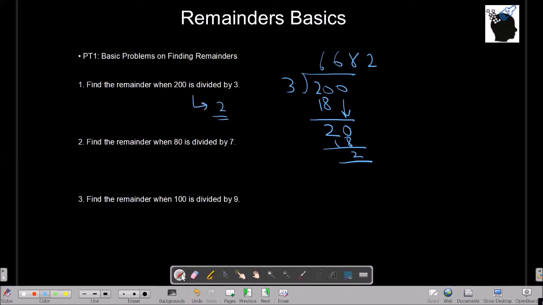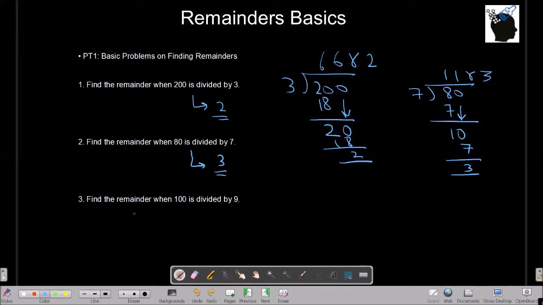Let's try the second one. Find the remainder when 80 is divided by 7. Let's use the long division method again. 80 by 7. I know 8 goes by 7. So I'll have 7 into 1 is 7. I'll have 1 left. 0 carry over. 7 into 1 is 7. And I'll be left with 3 remainder. That means 80 when divided by 7 gives us 11 as the quotient and 3 as the remainder. So our answer is 3.